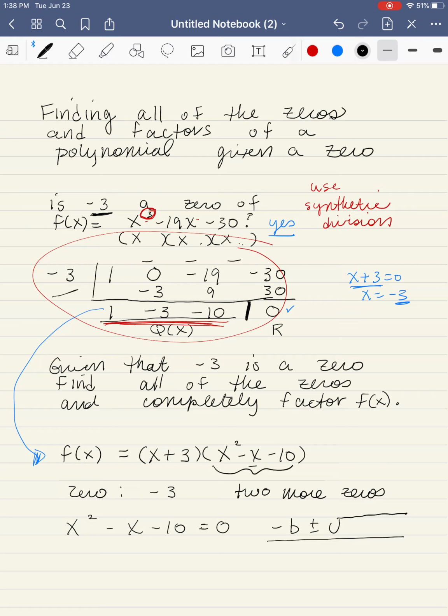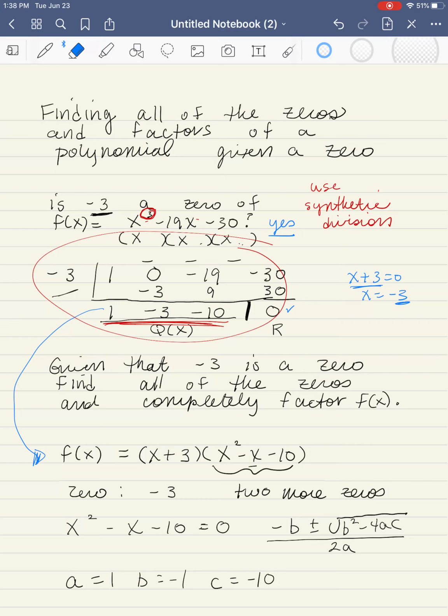All right. So we see that our quadratic formula is negative b plus or minus the square root of b squared minus 4 times a times c, all over 2a. A is 1, b is -1, c is -10.